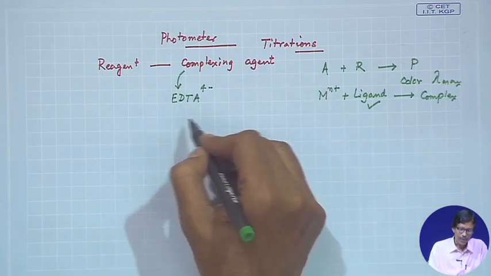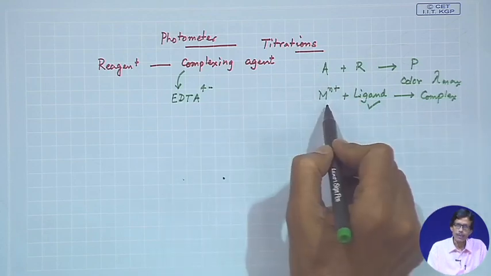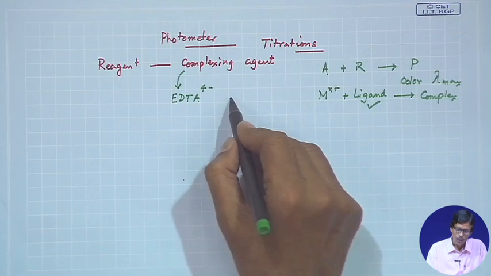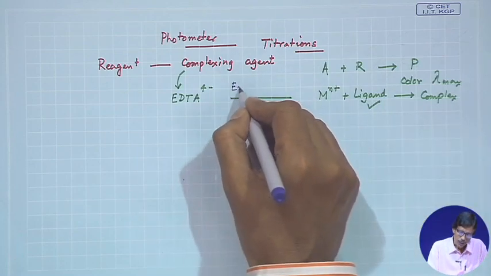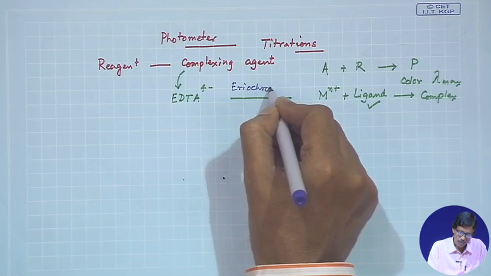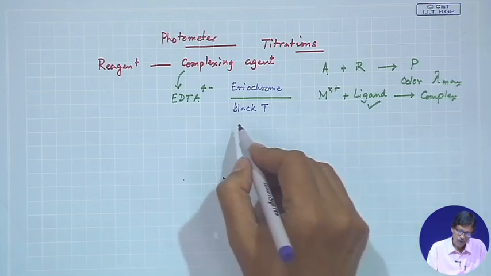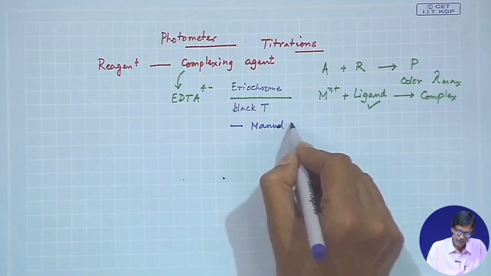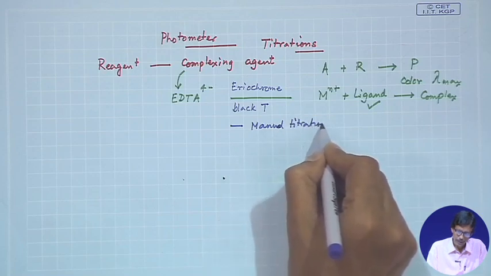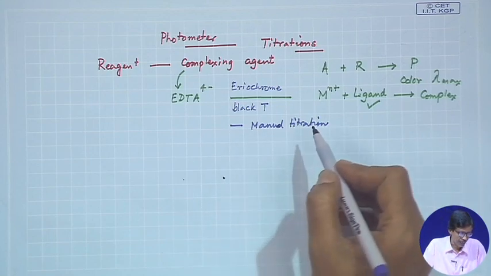So, this EDTA can be used nicely to detect the endpoint, where the EDTA can bind to the metal ion, and we have seen that we can also use some metal ion indicators, like Eriochrome Black T. Eriochrome Black T was used for a direct or manual titration. This we all know, like our manual titration for acid base reactions.